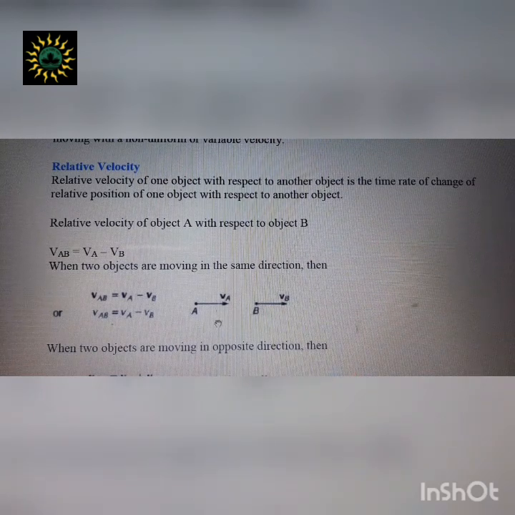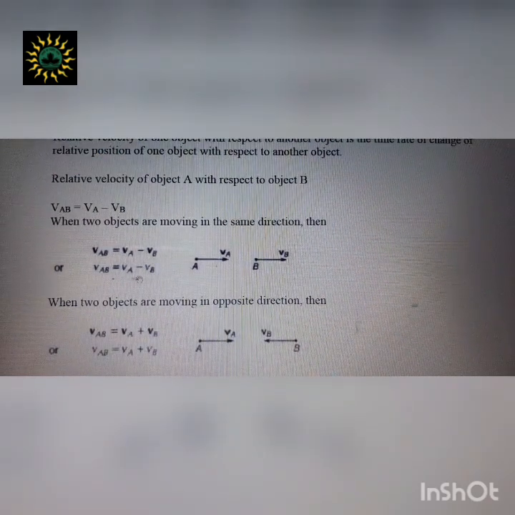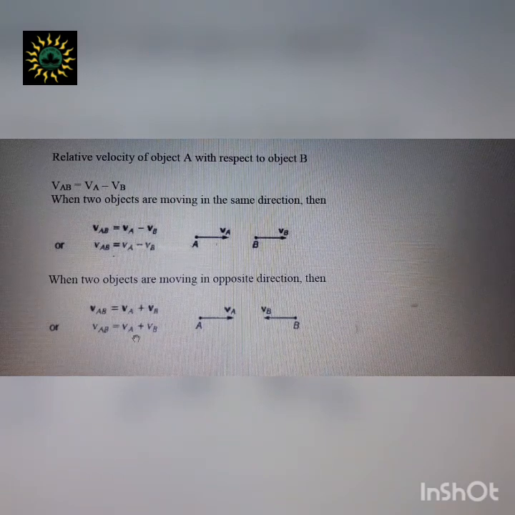Sorry, they are moving with different velocities in the same direction. Suppose VA is not equal to VB. So in that case, VAB is written as VA minus VB. And when two objects are moving in the opposite direction, in that case, VAB is written as VA plus VB.